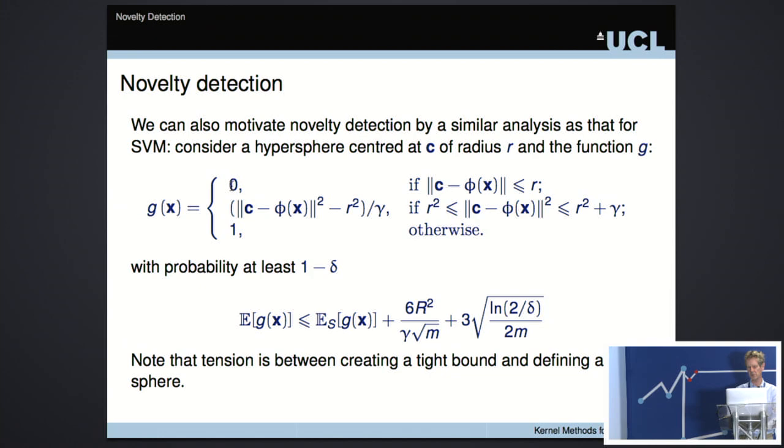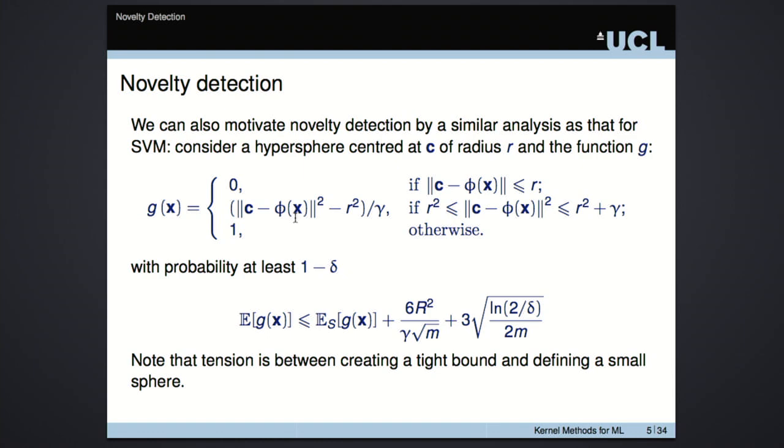It's zero if we're inside the sphere. Here, the center of the sphere is defined by this vector C in the feature space. The data point x is mapped into the feature space, if you remember, with the feature mapping phi, and this measures the distance of the point from the center of the sphere. We're going to say that it's good, it's in the distribution, so not considered an error, if it's less than some radius. And then there's a ramp-up function that ramps up between that radius and the radius plus gamma, or radius squared plus gamma, and then it's going to be an outlier.